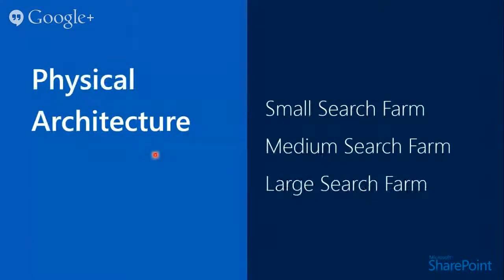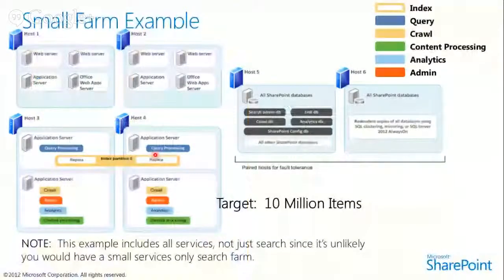All right, so with that we have completed all the components within search architecture. And now let's quickly see the physical architecture. There are three types of architecture which we're going to take as a sample. We're going to talk about a small search farm, a medium search farm, and a large search farm.